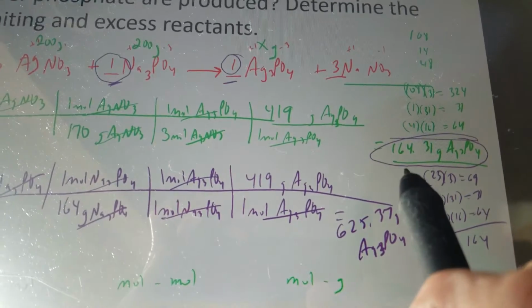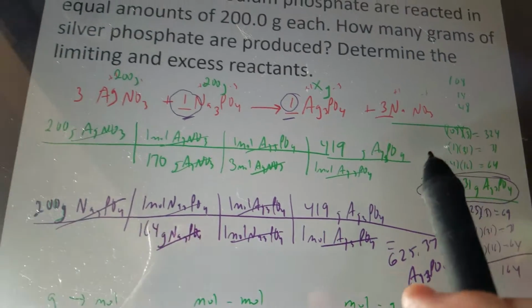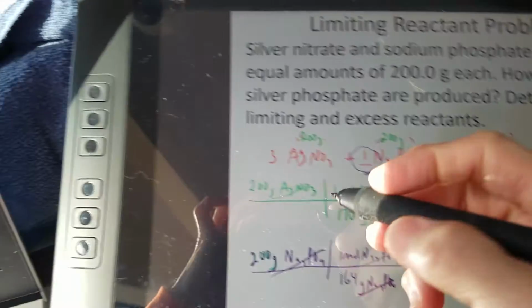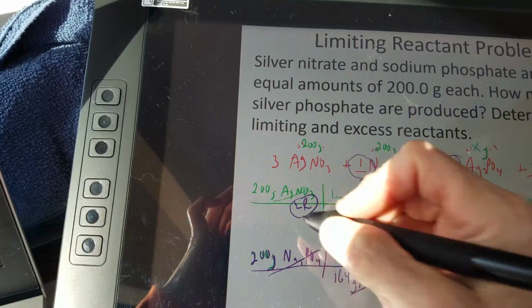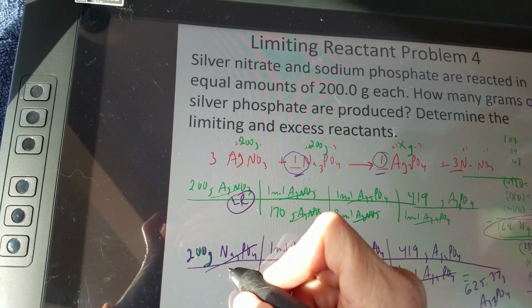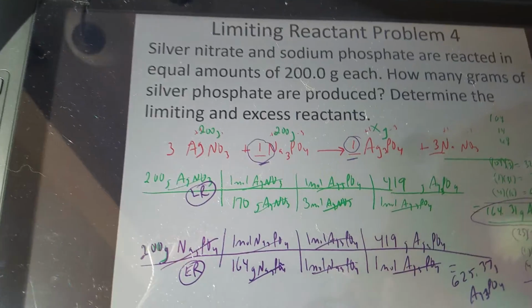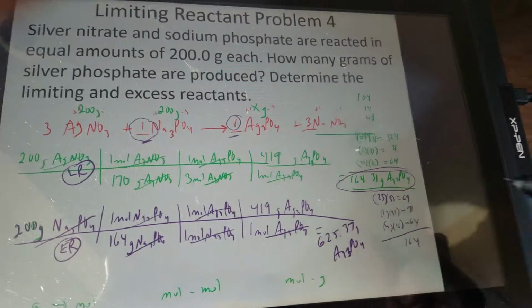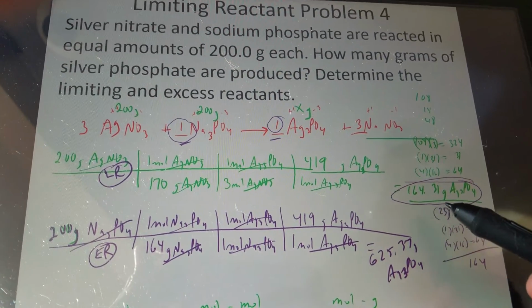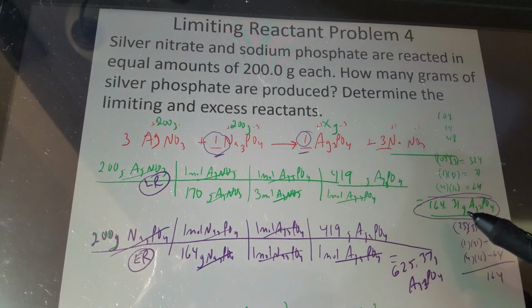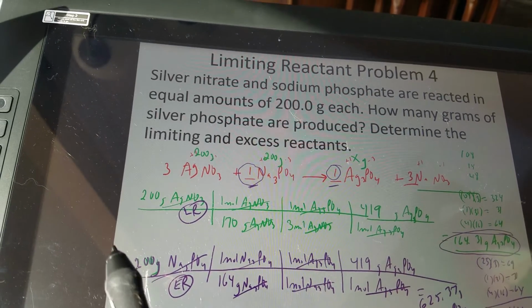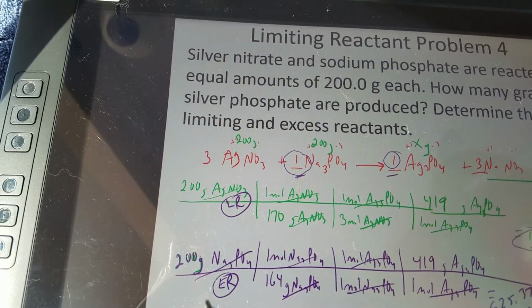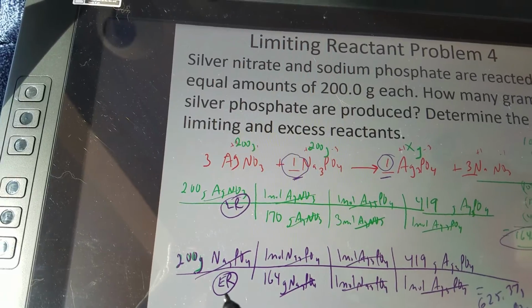Once I determine how much of the product is made, then I go back and look at the beginning and see which reactant made that. It was the silver nitrate, so my silver nitrate is my limiting reactant, which makes my sodium phosphate my excess reactant. So again, pick the smaller of the 2 products that are made, so it'll be 164.31. That's the amount of product that is made. Go back to the beginning, find out which substance made that. That would be the limiting reactant, which is the silver nitrate. The other one is the one that's in excess, or the excess reactant.